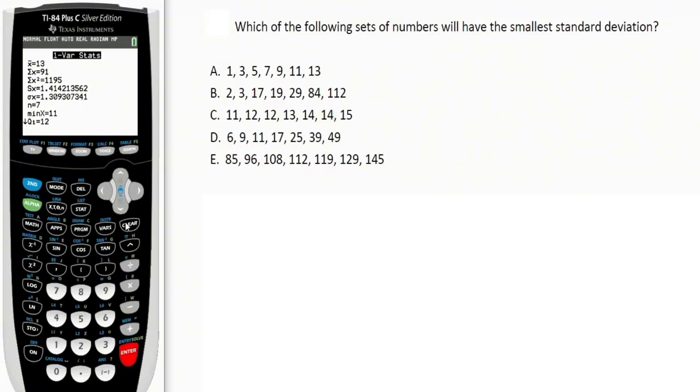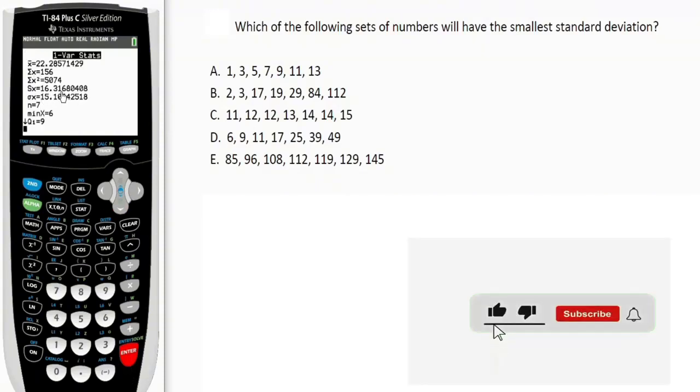Alright, so let's check that of option D. Clear this, go back to start. Okay, go to calculate. Okay, one variable statistics, then list 4, second, and look at list 4 here. Alright, come to calculate, enter. Remember, list 4 is our option D. Alright, so we have the sample standard deviation to be 16.3.